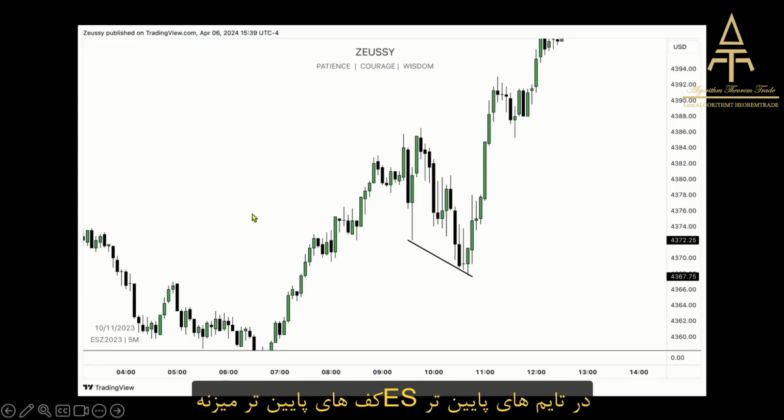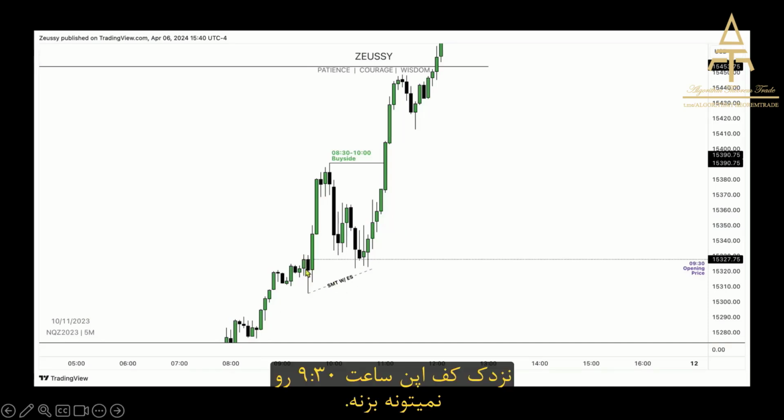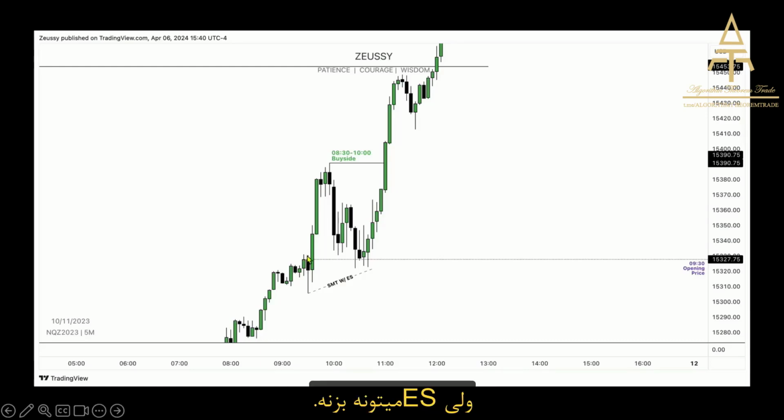When we then take a look at the lower time frames, we can see that ES created lower lows right here, whilst Nasdaq created higher lows. That right there is SMT. Nasdaq never displaced below the 9:30 opening price. That's not a form of SMT when ES did.